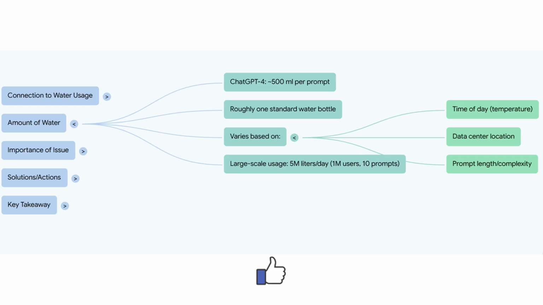Exactly. And these are just estimates, right? It varies a lot. Depends on how efficient the data center is, the cooling tech they use, and crucially, where it's located. How does location matter so much? Well, if a data center is in a hot, dry place, like Arizona or Nevada, it needs way more water for that evaporative cooling to work effectively compared to one built in, say, Ireland or Finland, where it's naturally cooler.